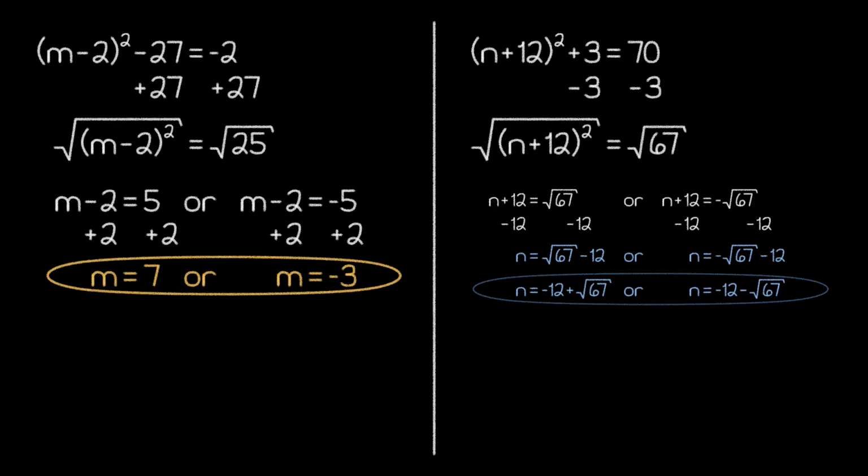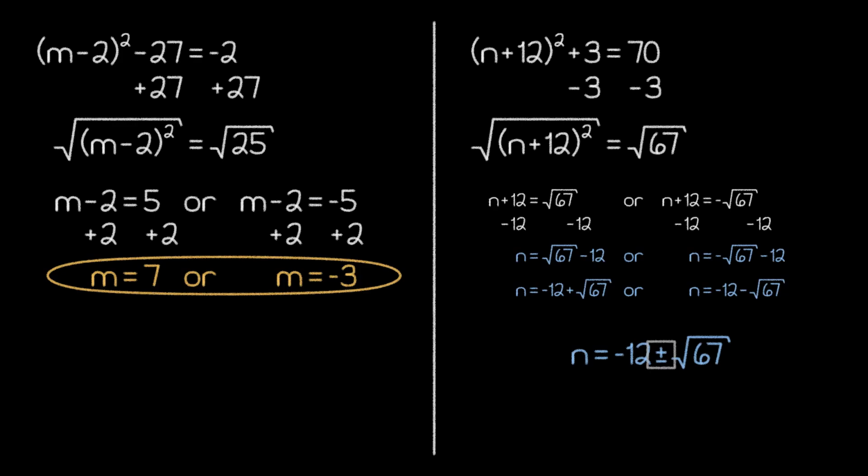Another method of writing this answer takes advantage of the fact that our two solutions look almost identical. They both start with a negative 12 and both end with a square root of 67. The only difference is whether we're adding or subtracting that square root. Because of this, our answers are sometimes written this way.